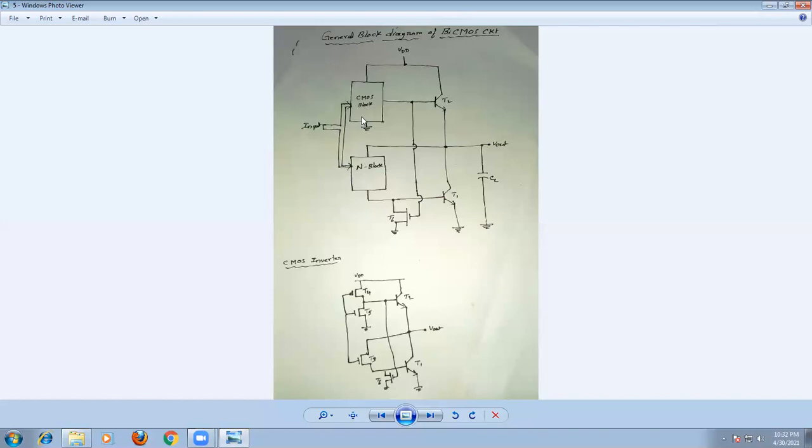Now we'll see how to analyze the circuit. Let's go for the inverter. Okay, this is not a CMOS inverter, it's a BiCMOS inverter. Just note down here, it is BiCMOS. BiCMOS is not a CMOS inverter. So first take a CMOS inverter, and draw the CMOS inverter simply.